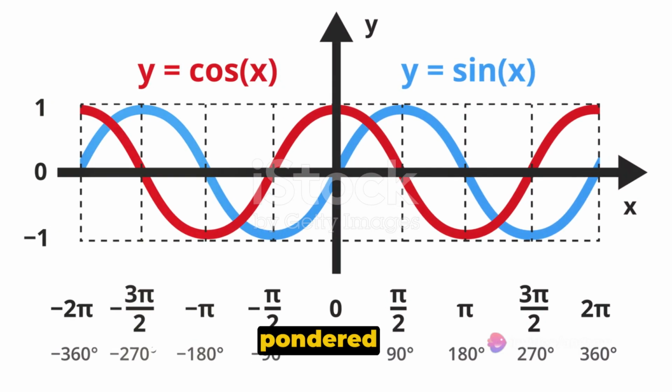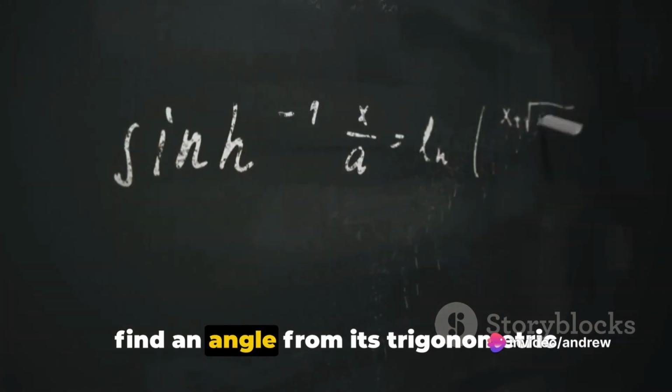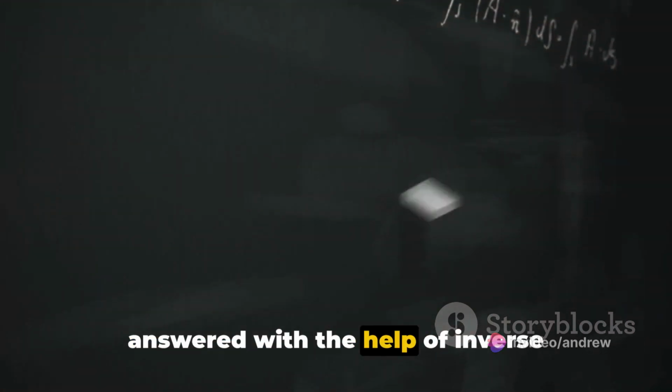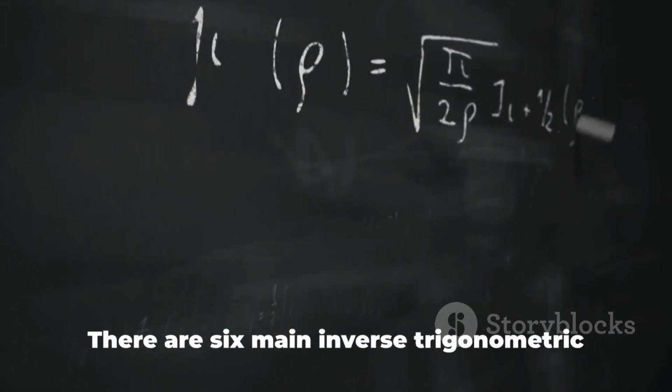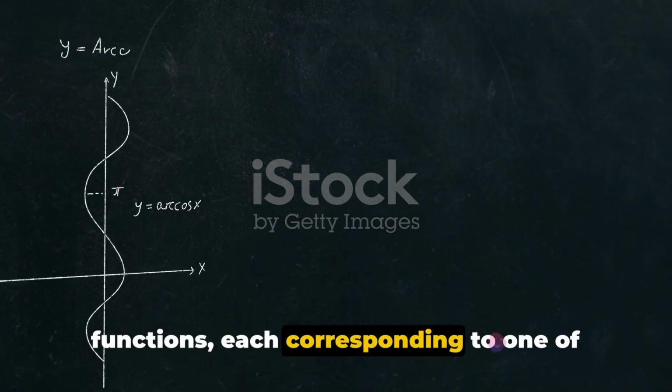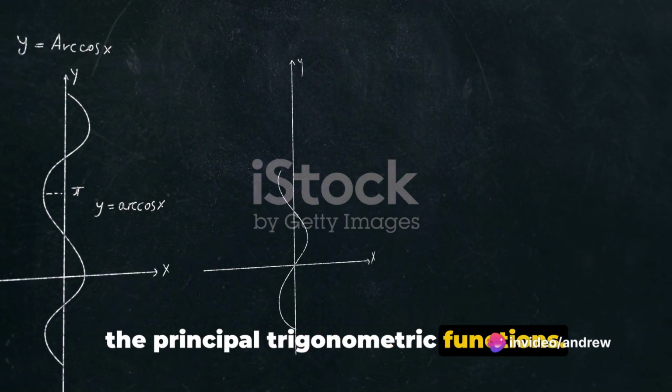Have you ever pondered over how we can find an angle from its trigonometric ratio? It's a question that can be answered with the help of inverse trigonometric functions. There are 6 main inverse trigonometric functions, each corresponding to one of the principal trigonometric functions.